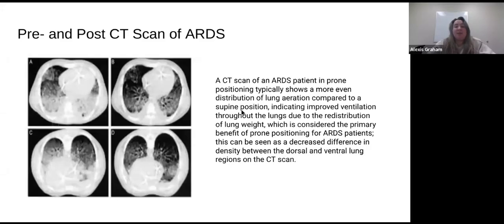This can be seen as a decreased difference in density between the dorsal and ventral lung regions on the CT scan. So this is the patient before you are proning them, and this is them after, so you can see a lot more aeration in there.